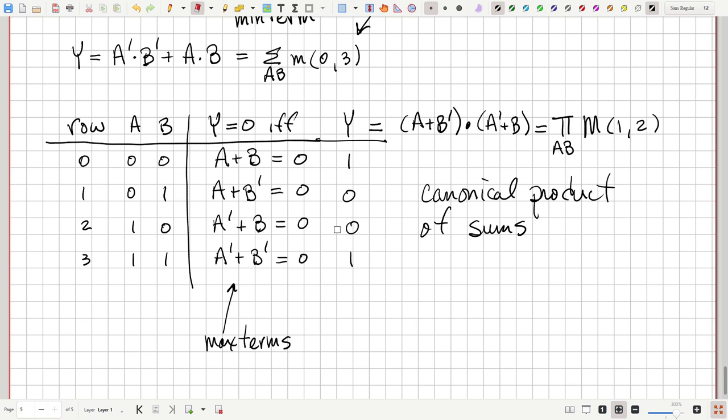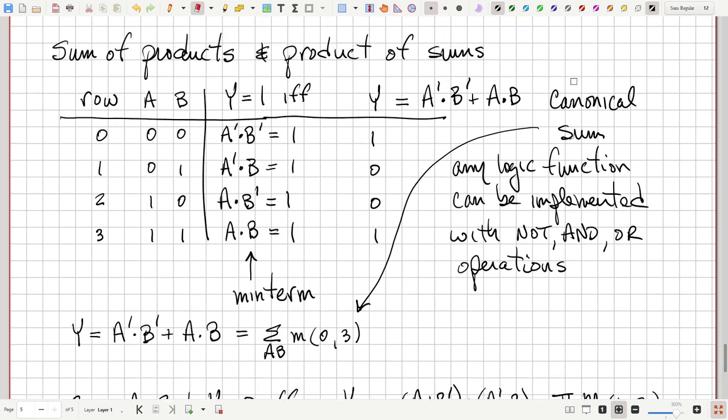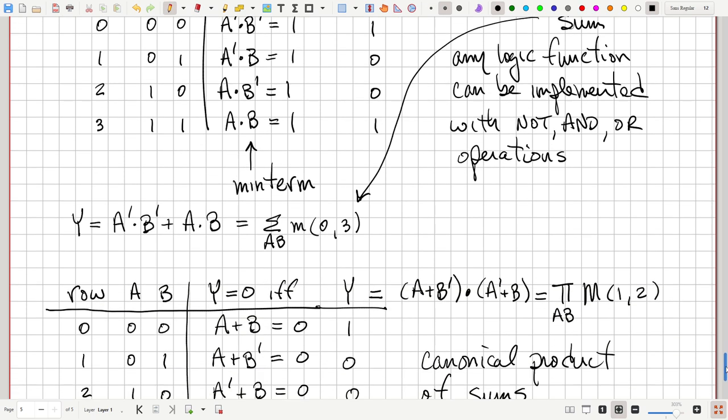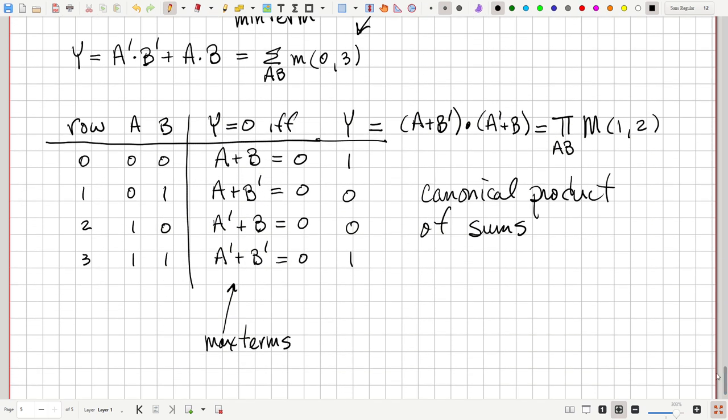Why would you use one or the other of these? Well, if we get a really large truth table with many, many input variables and many, many rows, suppose the truth table only has a few ones in it and mostly zeros. Well, then this canonical sum would be more convenient because you would only have a few rows where you had these min terms. Conversely, if the function mostly had ones and only a few zeros, then this canonical product of sums, in terms of these max terms, well, you'd only have a few max terms, only a few rows where the logic function is zero. So you'd have fewer factors in your product. Okay, so you might get a simpler expression just based on the number of ones and zeros in the truth table.